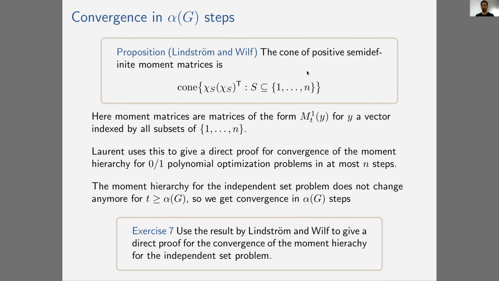So it's an exercise to use these results by Lindstrom and Wilth to give a direct proof that this moment hierarchy for the independent set problem converges. That's a bit easier than what Laurent did, since you also have to work with the localizing matrices, which you don't have to do here. So you can give a direct proof. And actually, I will show something similar to this exercise later in the lecture for infinite graphs, but the notation is going to be a little bit different there.